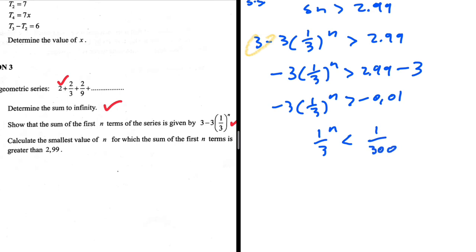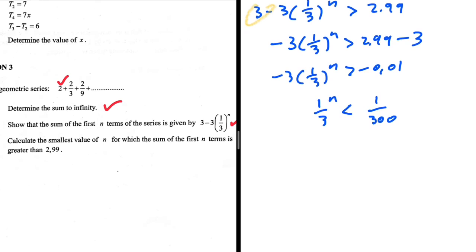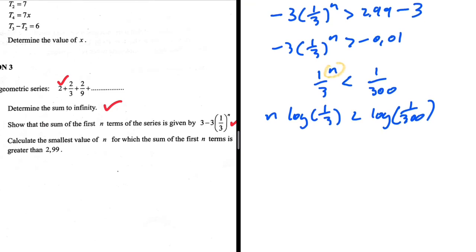Okay, let's take a look. How can we progress from there on? Well, we can introduce the log on both sides because n is there at the top. So n log of 1 over 3 is less than log of 1 over 300. Okay, let's progress. So dividing both sides by log 1 over 3, n should be less than log of 1 over 300 divided by log of 1 over 3. So n is less than.